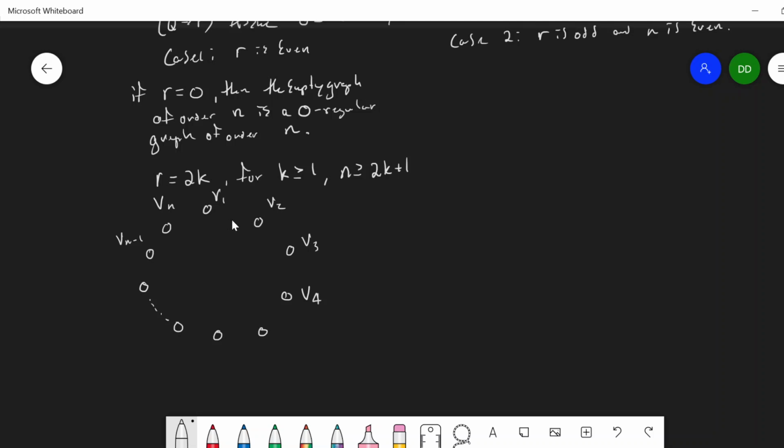So what we do is we let each vi, for every i between 1 and n, be adjacent to the k vertices that follow it, as well as the k vertices that precede it in this cycle. So the way the book writes this is that vi is adjacent to vi plus or minus 1, vi plus or minus 2, and so on. So both the ones in front of it and the ones preceding it, with subscripts expressed modulo n.